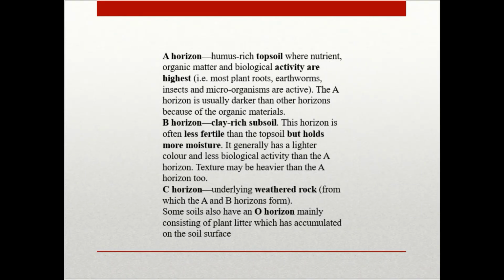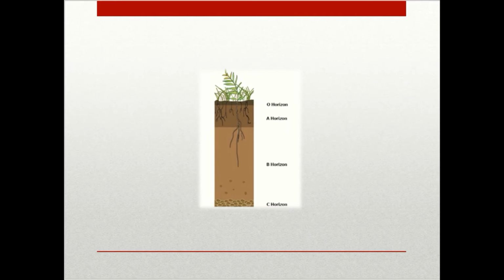C horizon is underlying weathered rock. It works as basically the parent rock to provide material to A horizon and B horizon. And some soil also has an O horizon. Here is a picture of a soil profile showing O horizon, A horizon, B horizon and C horizon, meaning parent rock.